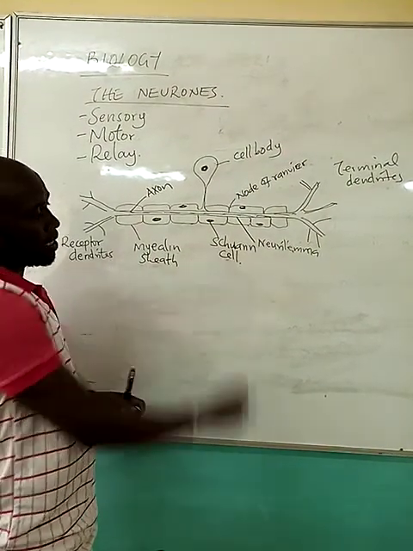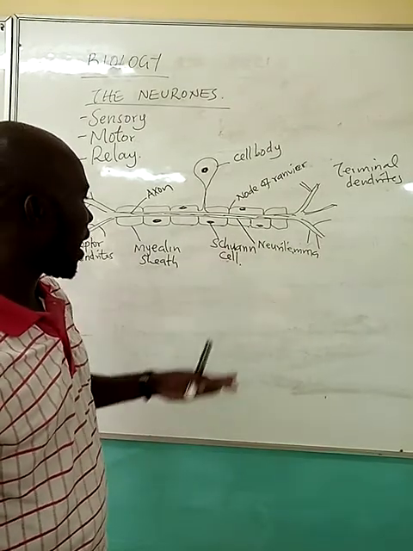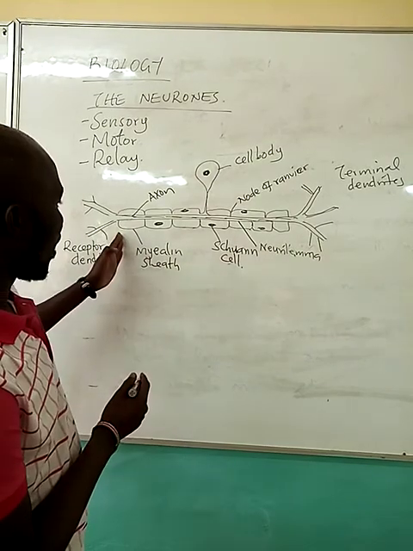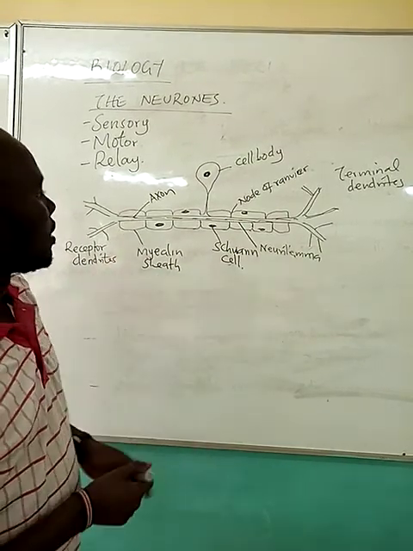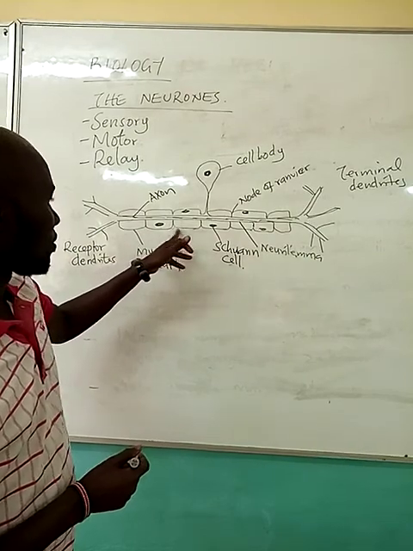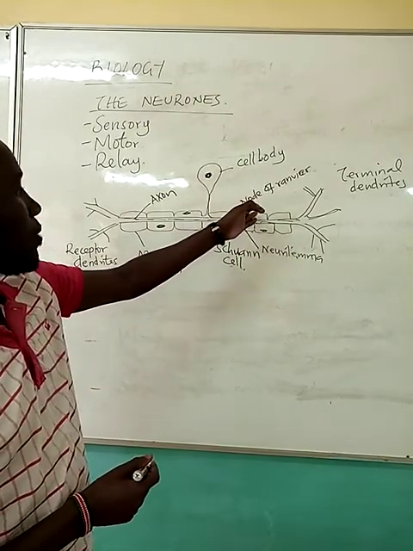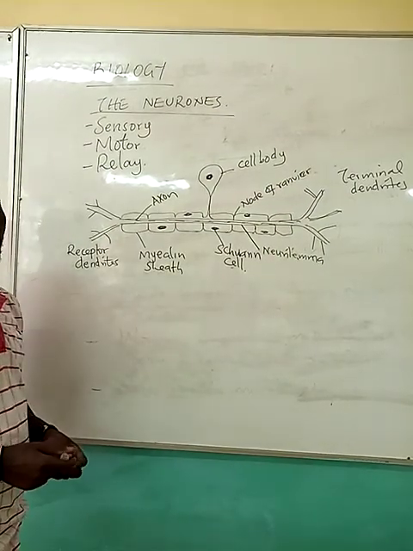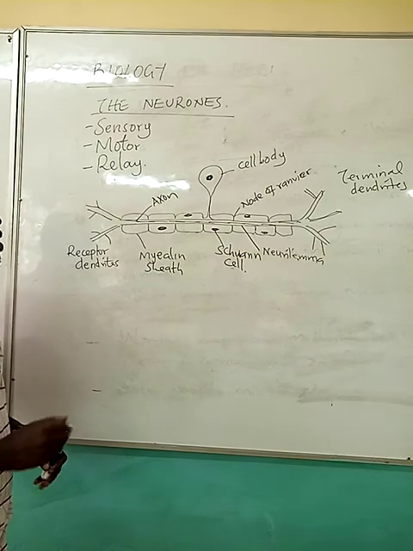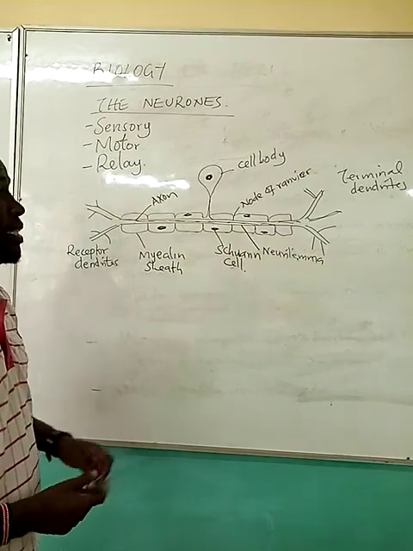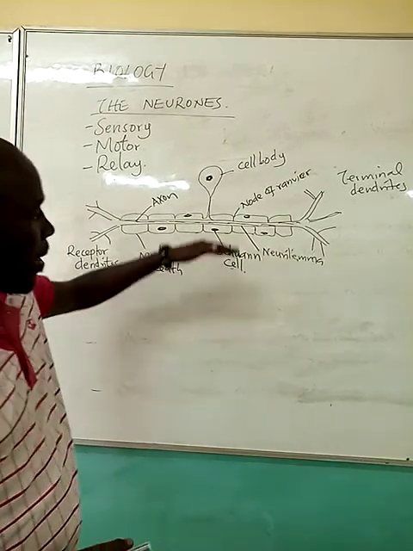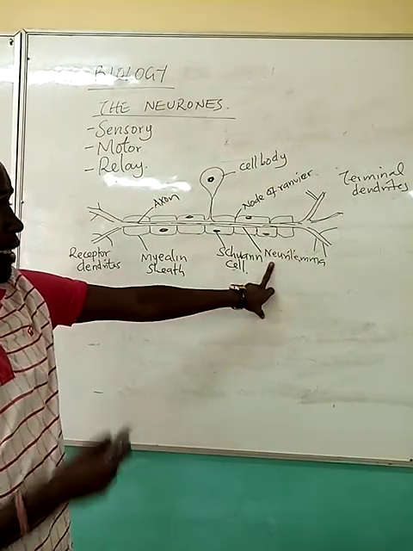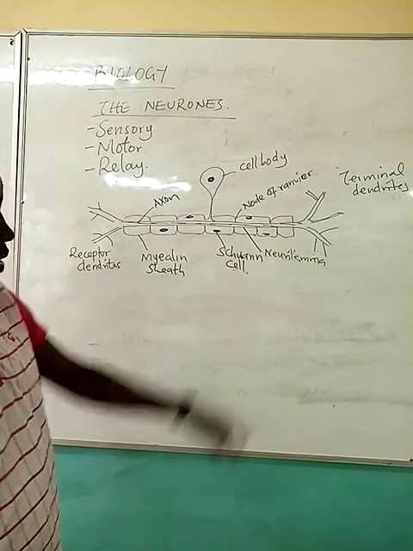We have another part that is called the Schwann cell. Then if you look along the length of the neuron, we have constrictions. When it is one, we call it a node of Ranvier. The main function of the node of Ranvier is to ensure that the speed of the impulse is enhanced. We also have another membrane that is covering the axon, a very thin membrane. That membrane is called the neurilemma.